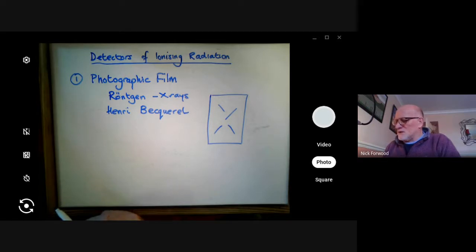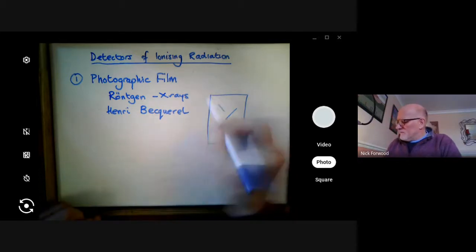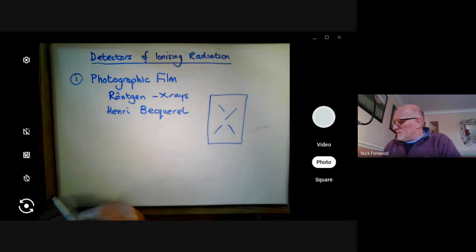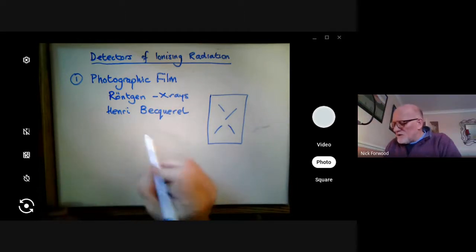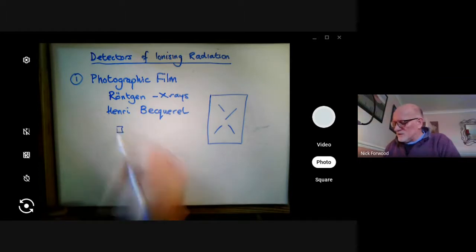Nowadays, they use an electronic version of photographic film, and this is pretty similar to how the camera in your smartphone works. So you get a big smartphone picture, if you like, taken in your smartphone. There's a little tiny thing called a chip that records your pictures.